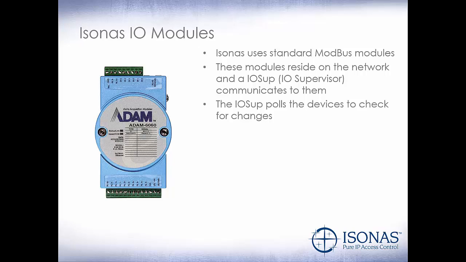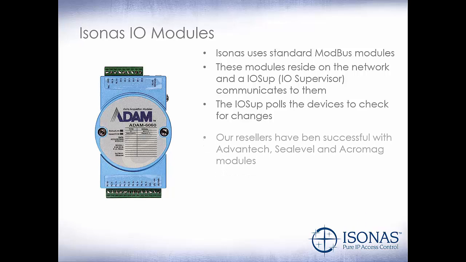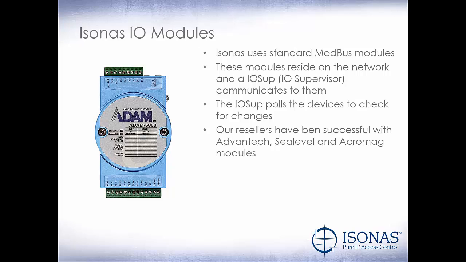These polls happen multiple times per second or as configured to check for status changes. There's a feature in some modules that allows for changes to be seen if they happen between polls. This is called latching, and we'll see that later on in the module. Our resellers have been successful with Advantech, which is shown to the left there, the Atom 6060, C-Level, and Acromag modules.